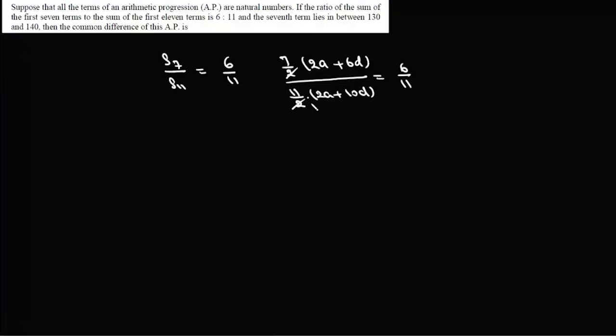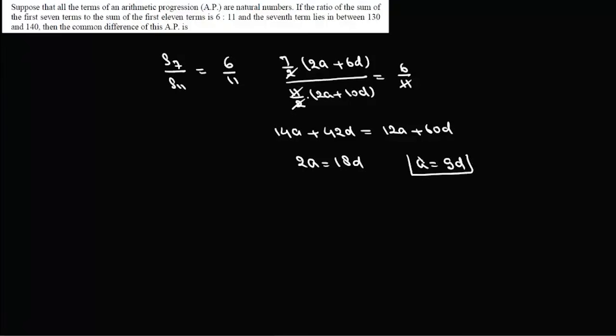Now this 2 and 2 will cancel, this 11 will also cancel, so we'll get 14A plus 42D, this is 12A plus 60D, so we'll get 2A equals 18D, or value of A is equal to 9D. So this is our first relation.